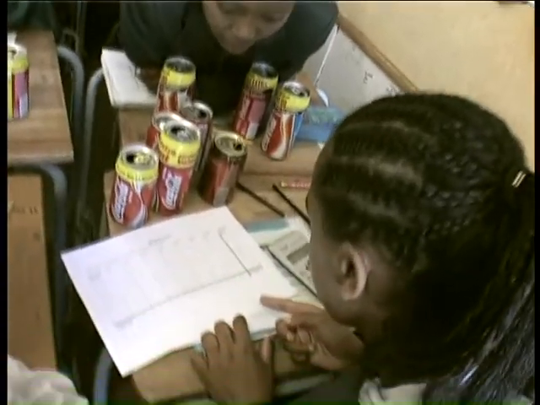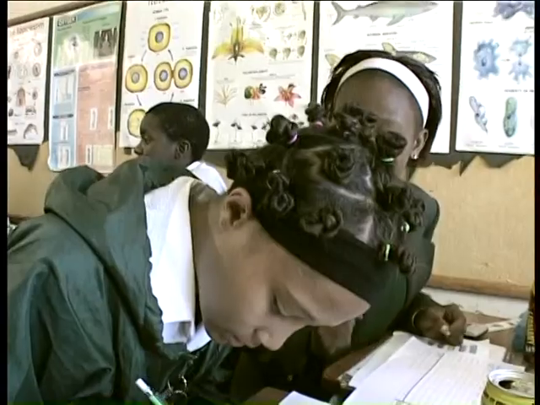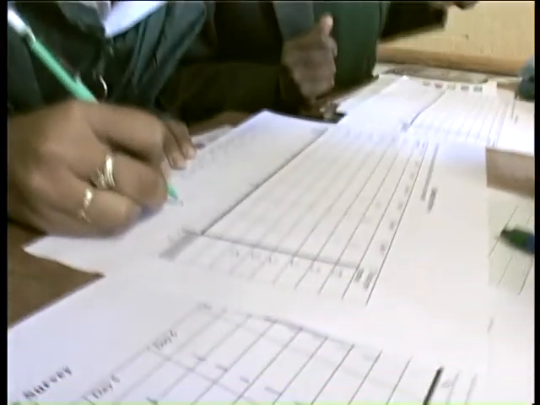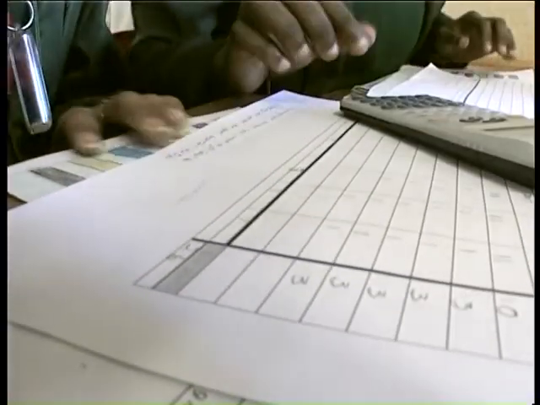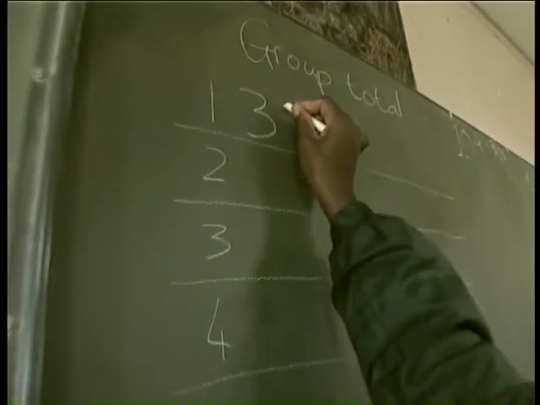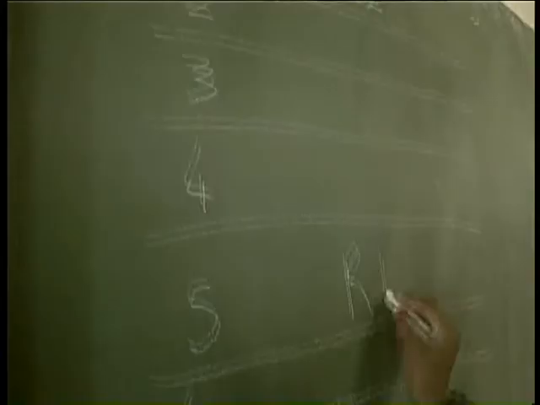The learners calculate how much money their group could make a year if they put together all the cans that their families use in a year. Each group writes their total on the board.